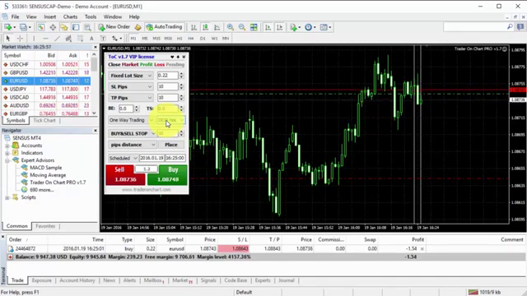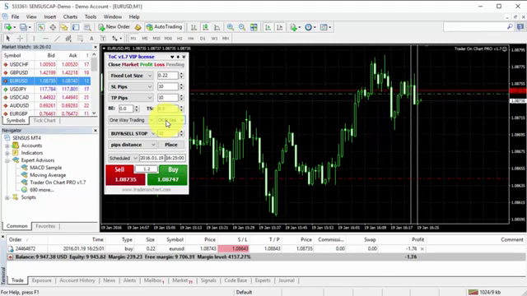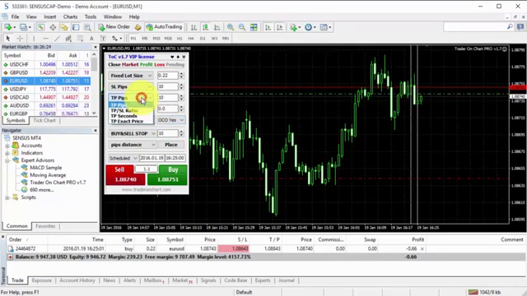So, for example, I have buy pending order and sell stop pending order. If my sell stop gets triggered, then the very next moment the buy stop will be canceled, or in reverse. If my buy stop is executed, then my sell stop will be canceled. So this works very well with news trading as well. So there are a couple more features.